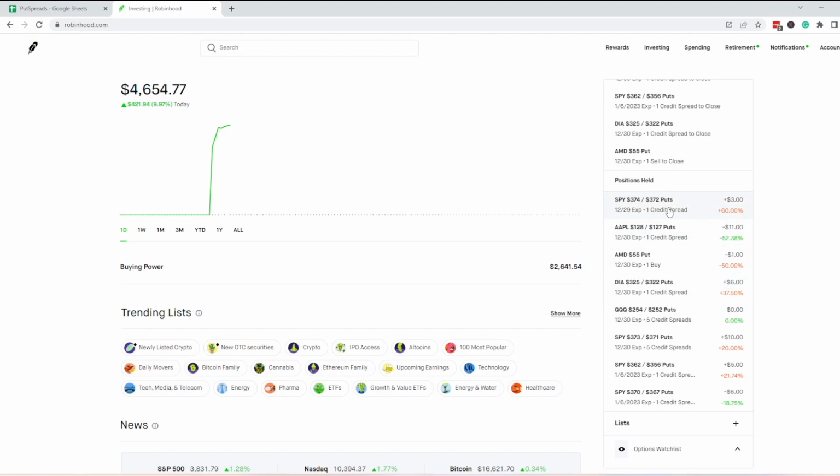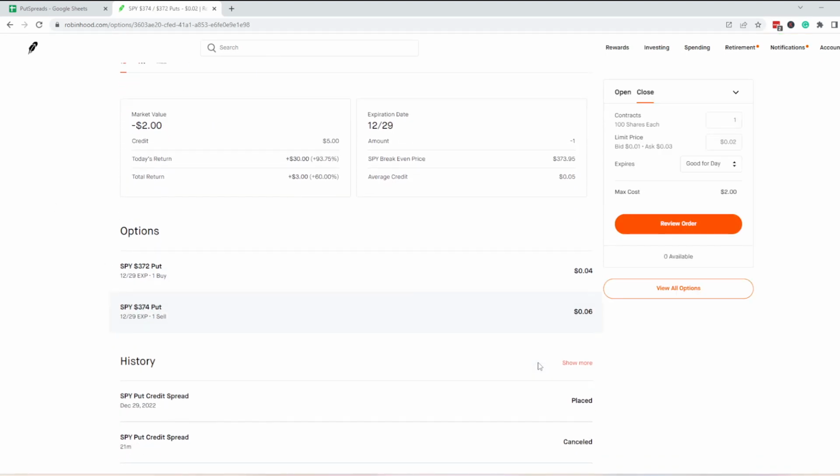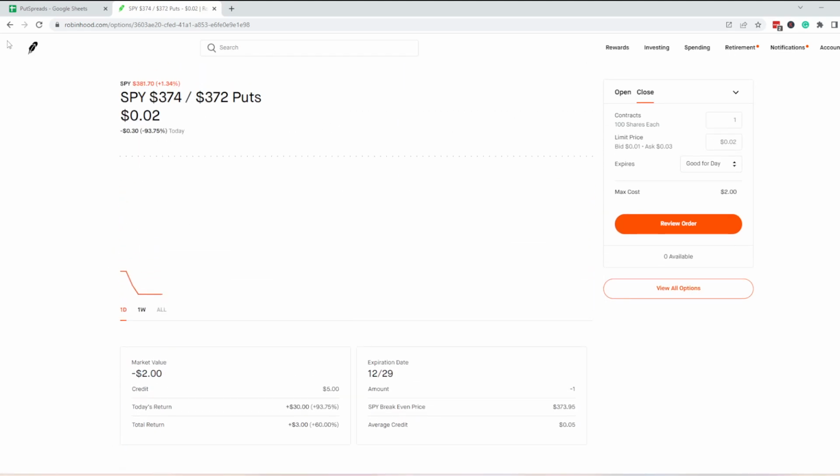Then a couple other ones. We have this SPY contract expiring today. I think I have an order out to close this for $2. So as soon as that drops to a dollar, hopefully that'll get filled.